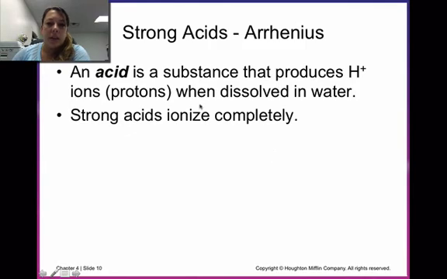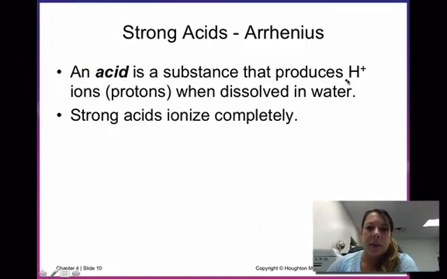All right, and we just talked about a strong acid. It's something that produces H plus in water. And this is Arrhenius's definition, but we'll get to this more in a later chapter. But Arrhenius said that an acid is anything that produces protons or H plus in water. And strong acids will ionize completely. So I don't have any HCl left together as a formula unit or as a molecule. It's broken up completely into its ions.